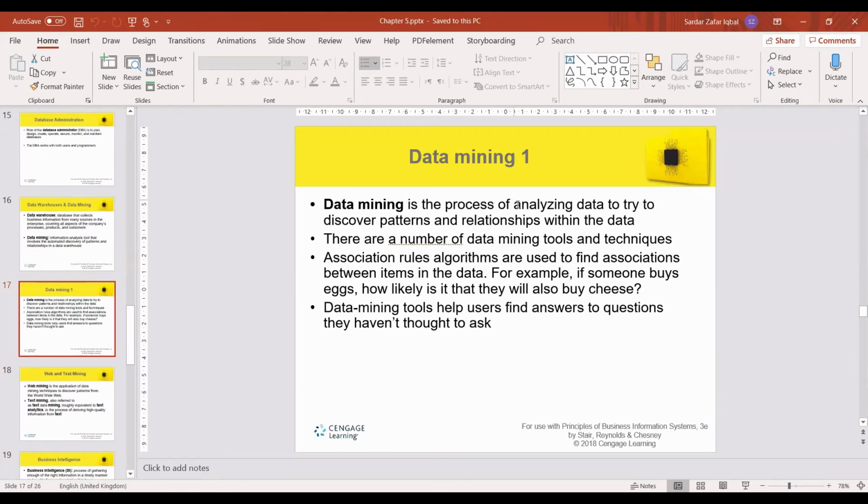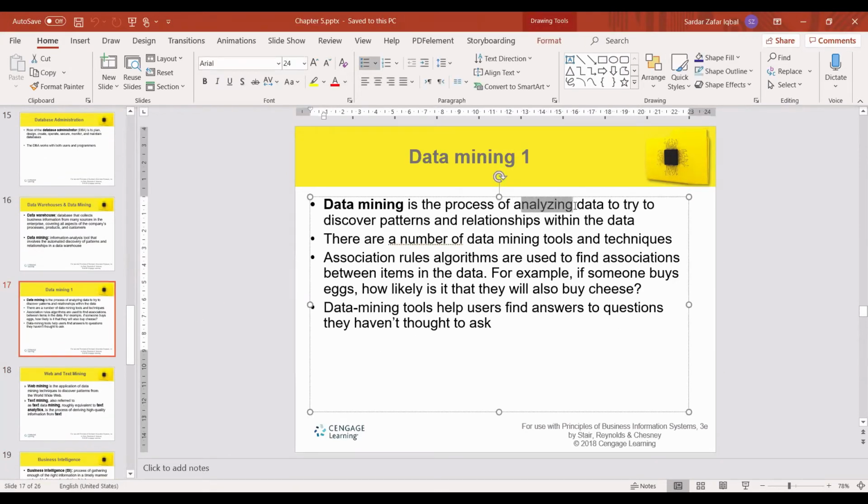Data mining is the process of analyzing data to try to discover patterns and relationships within the data. There are a number of data mining tools and techniques. Association rules algorithms are used to find association between items in the data. For example, if someone buys eggs, how likely is it that they will also buy cheese?